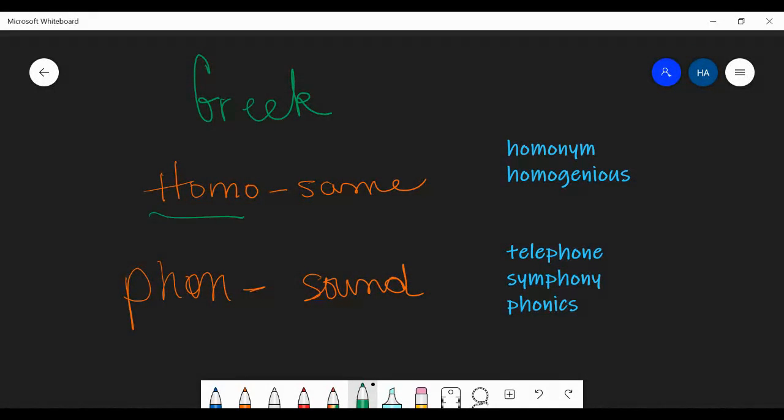Now, homo means the same. You might have heard of homonym. That means two words that are spelled the same, but have different meanings. Homo means that you look the same or you share the same genes. So you and your siblings, your brother and sister, or your relatives might look the same because you share the same genes. And then we have phon or phone, which means sound.